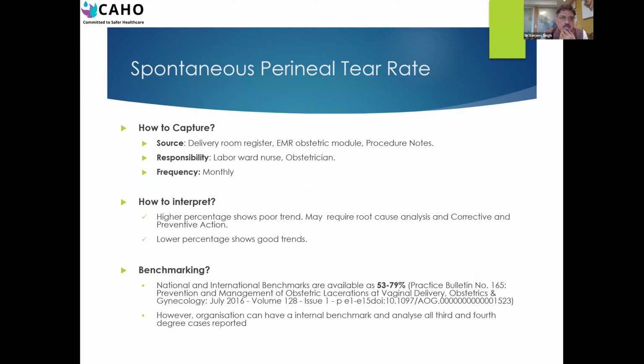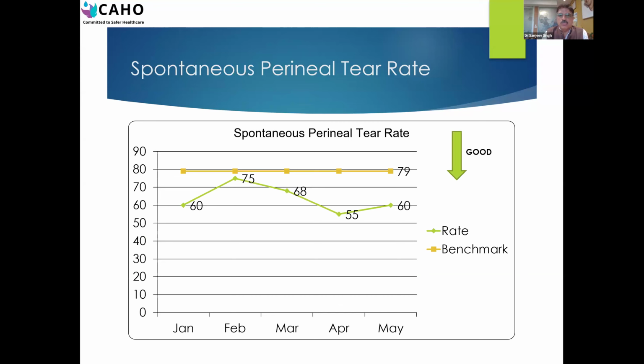It has to be done monthly. A higher percentage shows a poor trend, and a lower percentage is okay. The published literature, in a practice bulletin, has reported it as 53 to 79%, which is extremely high, and that is something which needs to be prevented and taken care of. First degree tears could be a possibility because of tier 3 PHC, CSC delivery, but beyond that should all be preventable. And that is how it should be presented, as a good, bad, fair indicator.